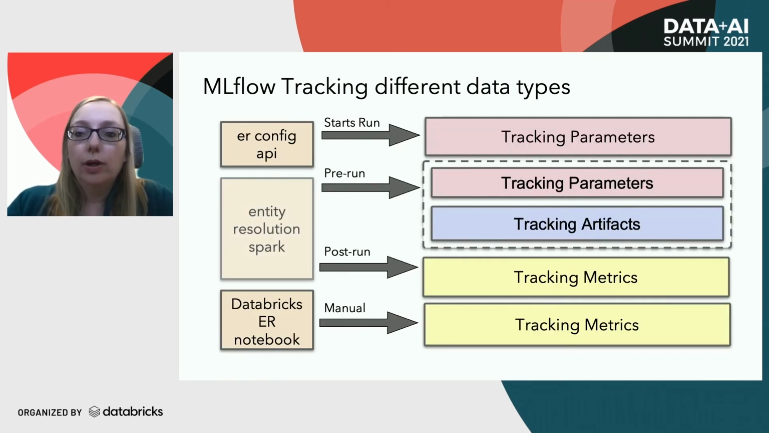MLflow tracking can also track different data types, which was necessary for our project. We tracked parameters, artifacts, and metrics from different parts of the project. From the entity resolution Spark app, we're calling the MLflow Java API twice, once in the beginning of the run and once in the end of the run.